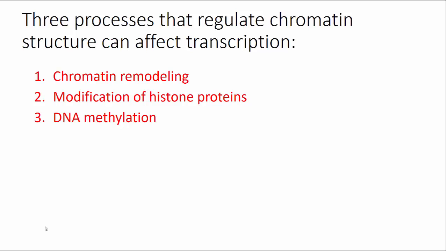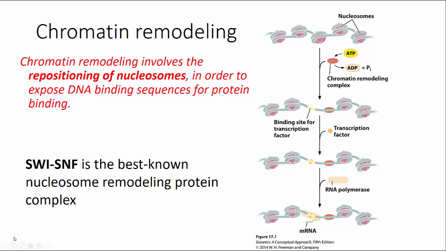These three are chromatin remodeling, modification of histone proteins, and DNA methylation. So first, I'll talk about chromatin remodeling, which is the repositioning of nucleosomes on the DNA. This is an essential process in order to expose different regions of the DNA for binding by factors such as RNA polymerase and transcriptional regulators.